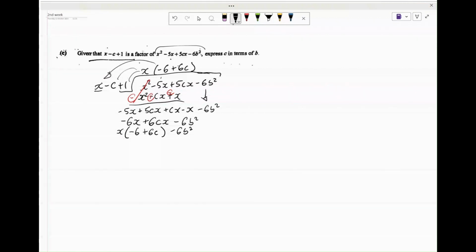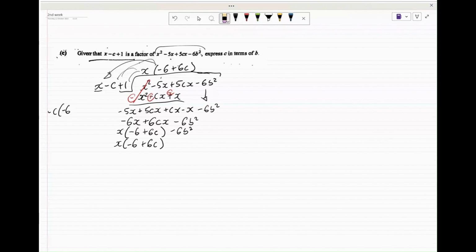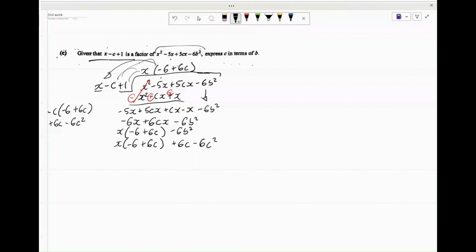So this times x is the same, x times minus 6 plus c, and all this in the brackets times c. We can just do this on the side, so c times minus 6 plus 6c. That's actually plus 6c minus 6c squared. So we can write that here, plus 6c minus 6c squared, and all this in the brackets times just 1 is itself, so minus 6 plus 6c.